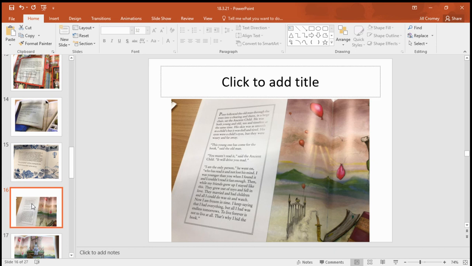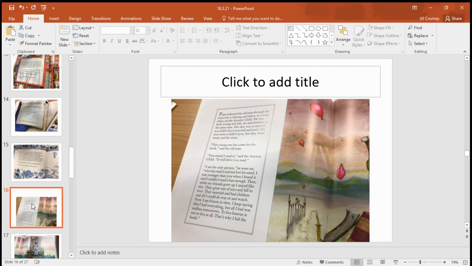"This young one has come for the book," said the old man. "You mustn't read it," said the ancient child. "It will drive you mad. I am the only person," he went on, "who has read it and not lost his mind. I was younger than you when I found it, and I couldn't read it fast enough. Then, while my friends grew up, I stayed like this."